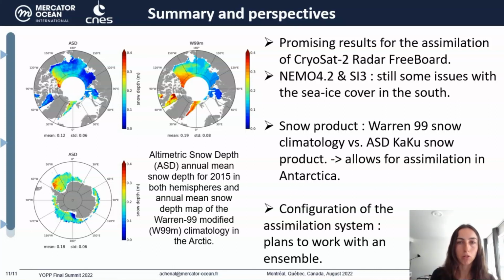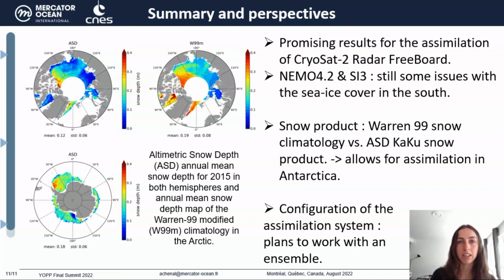In the near future, we want to switch the snow depth product for freeboard retrieval. Instead of using the Warren 99 snow climatology, we will use the ASD KaKu snow product from LEGOS. The ASD KaKu product is available in Antarctica, while Warren 99 isn't. Hence, using the ASD snow product will allow us to use data assimilation in the south, which could also help us correct some biases in the sea ice cover in Antarctica.